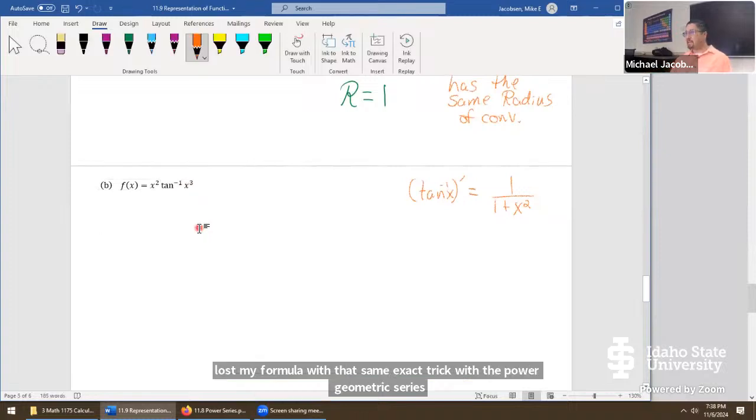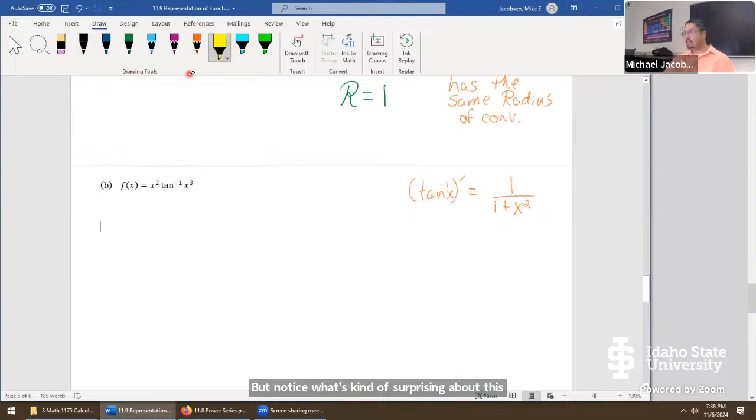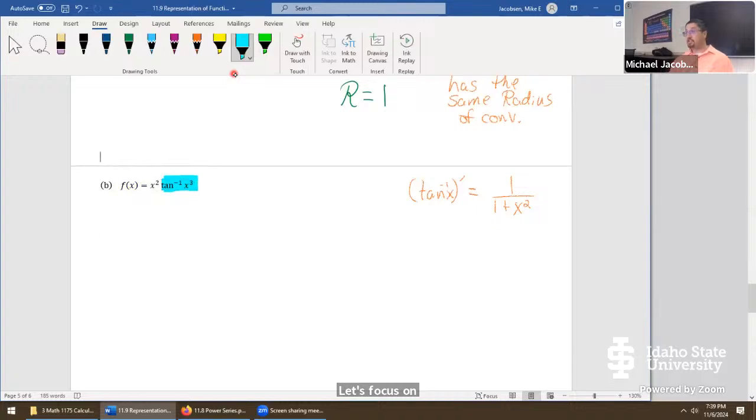But notice what's kind of surprising about this problem is you don't want to duplicate the same exact thing. If you differentiate the whole function, now you're using the product rule, you're making the problem a lot bigger. You might have 2 power series you're dealing with. It's of no help at all. So on this problem, what you want to do is start splitting things apart. Let's focus on just that part right there and get a power series representation for only that one piece. The one piece we know we can differentiate and use the geometric series on.